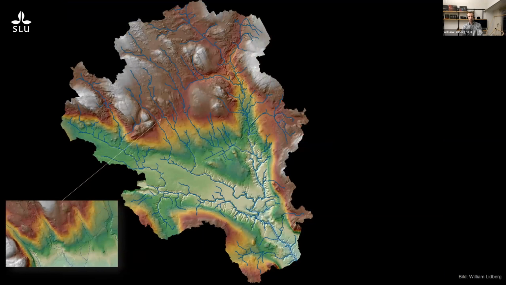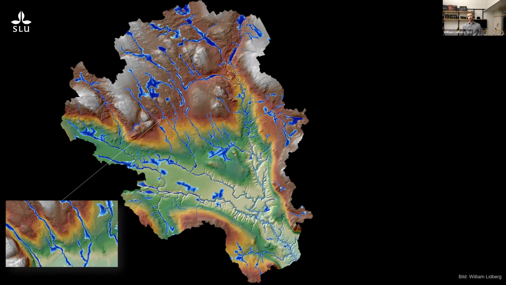And to do this, we can start with combining the streams that we extracted before, and we use the terrain surrounding the stream. If the area next to the stream is flat, it's more likely to be wet. And if the slope is steep, it's more likely to be dry there. And by using this approach, we can create a wet area map. It's called Depth to Water and was developed in Canada a few years ago.